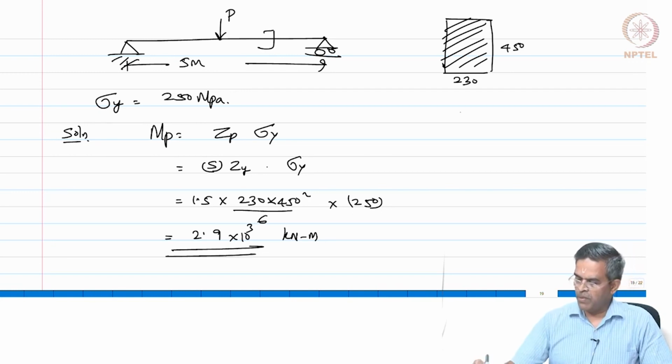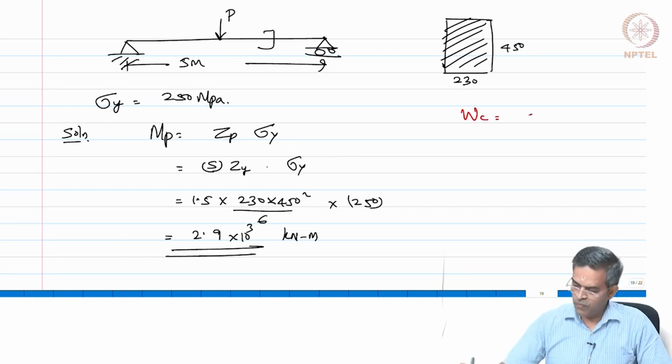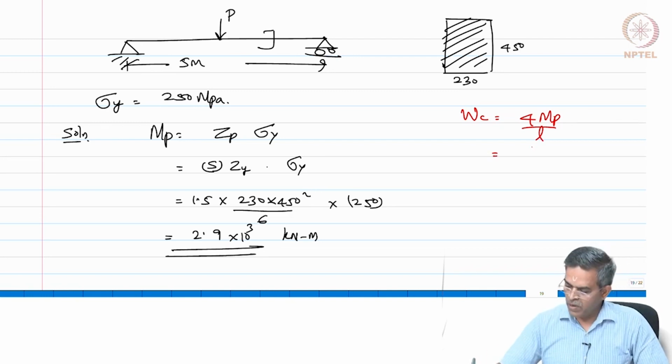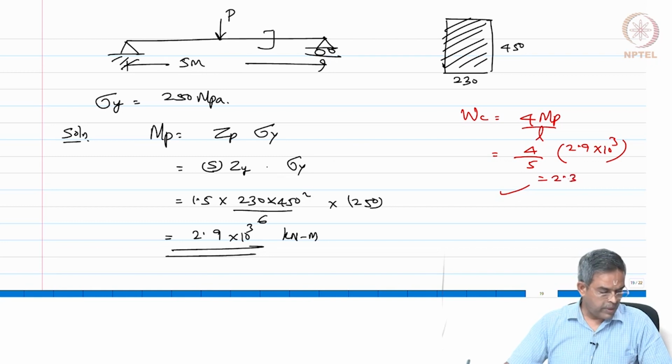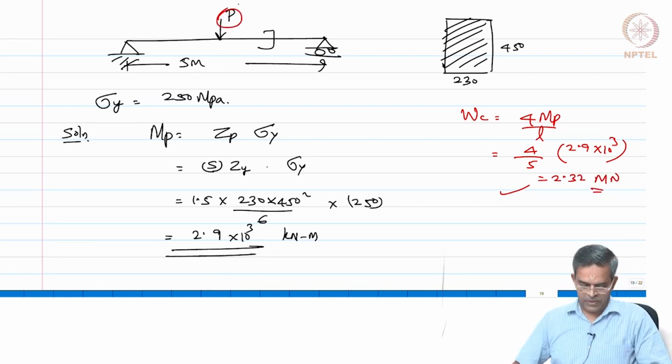Okay. For this problem, by the way, Wc, the collapse load, will be 4 Mp by L. So, if I know Mp, I can easily find the collapse load, which will be 2.32 meganewtons. That is the load at which the beam will collapse.